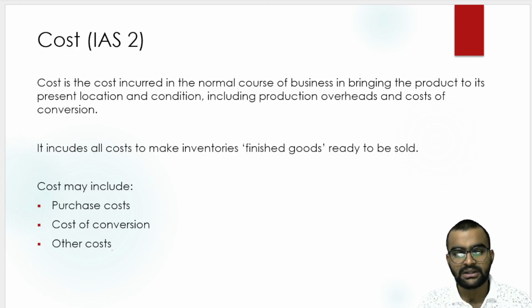Cost is the cost incurred in the normal course of business in bringing the product to its present location and condition, including production overhead and cost of conversion. It includes all costs to make inventories of finished goods ready to be sold. Cost may include purchase cost, cost of conversion, and other costs.